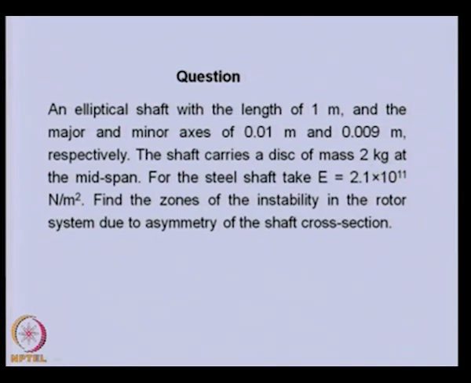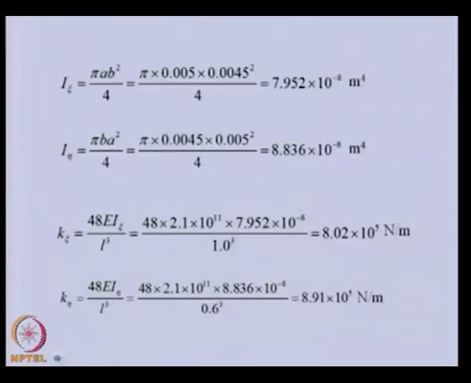We need to find out the zone of instability in the rotor due to the asymmetrical cross section of the shaft, and because of this asymmetrical cross section, we will be having asymmetrical stiffness of the shaft. So various geometrical properties we can obtain. So this is the second moment of area for the elliptical shaft. We can get it in two principal directions, and with that we can get, for the boundary condition of the problem, the stiffness in two principal directions.